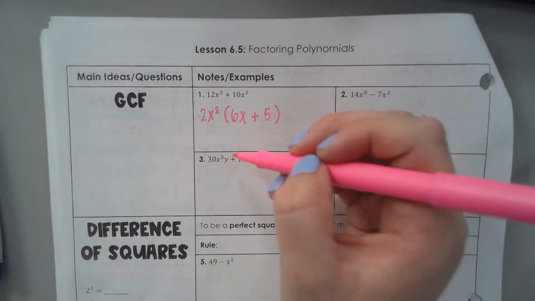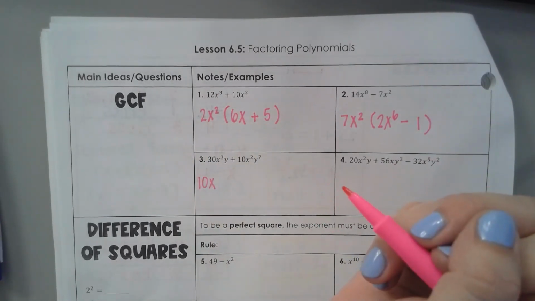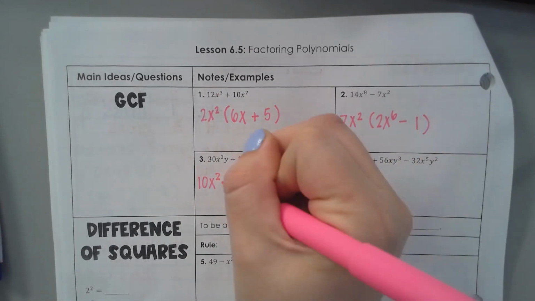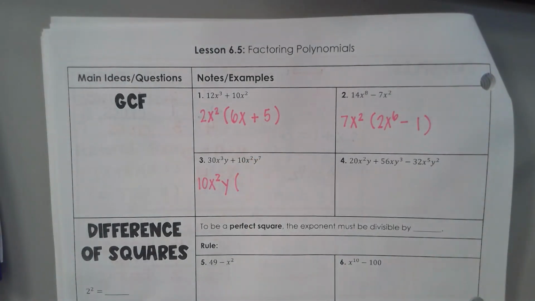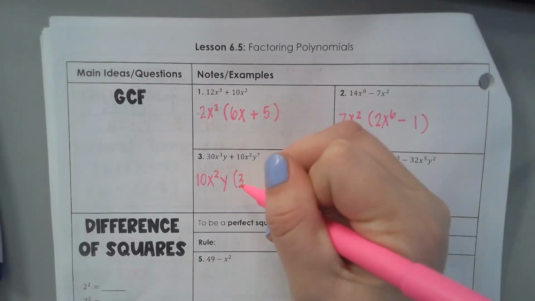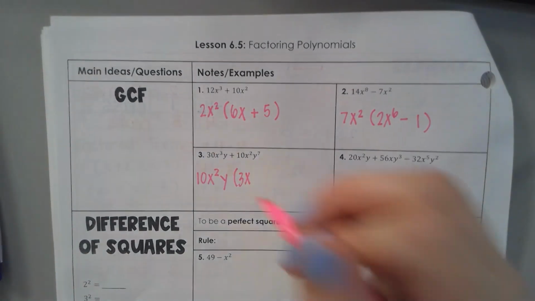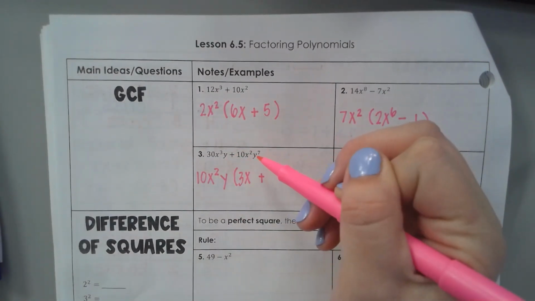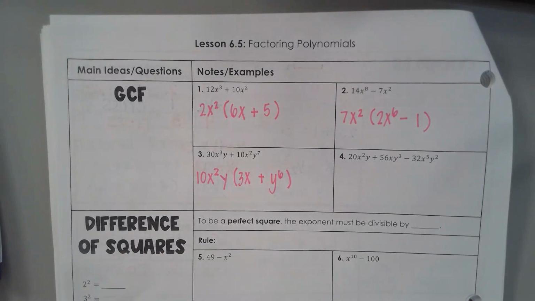What's the GCF between 30 and 10? 10. And then I have x to the 2nd. And then what about y's? Just y. Yep. Okay, and that leaves me with 3. And then I have 1x. The y is completely canceled. So just 3x plus the 10's cancel, the x squared's cancel, but I have y to the 6th left over. Or you could put 1y to the 6th.